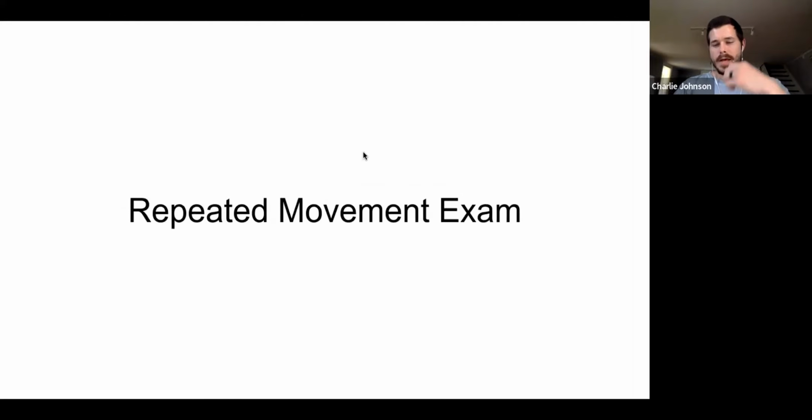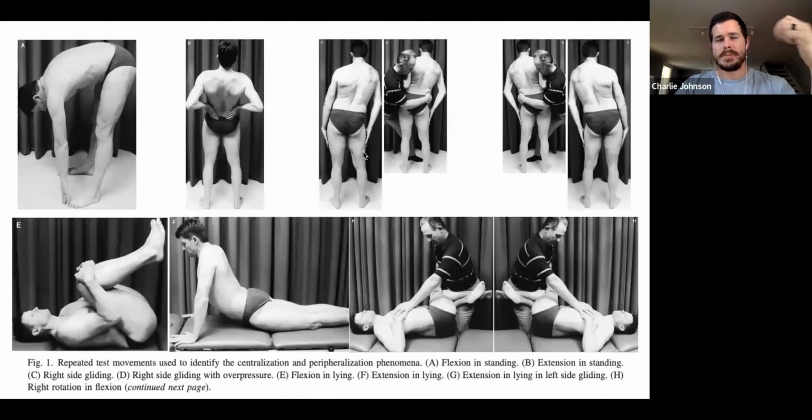All right. So how do we assess for this? We go through what we call a repeated movement exam. This is going to get a little deep. There's a little bit of interpretation here that could occur, right? But I'm going to do the best I can to make it as simple and straightforward as possible. So again, Rob and McKenzie method brings people through a repeated movement exam.